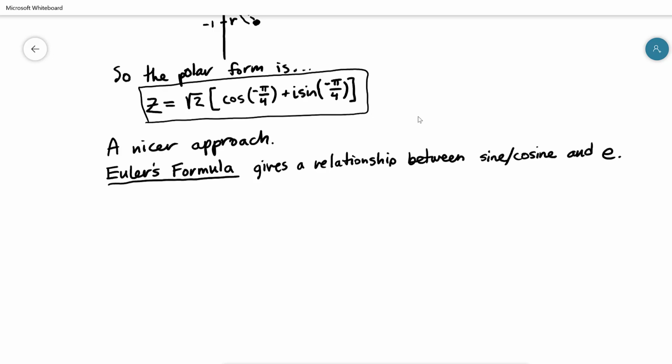So here's what it looks like. It says e to the i theta. If you take e and you raise it to a power that is imaginary. So this i represents the same i that we've been talking about, the square root of -1. e to the i theta is cosine of theta plus i sine of theta. This is Euler's formula, and it's a really, really useful and important formula.